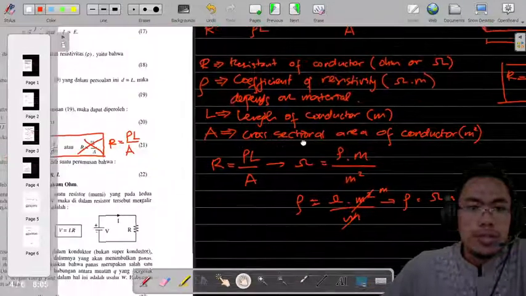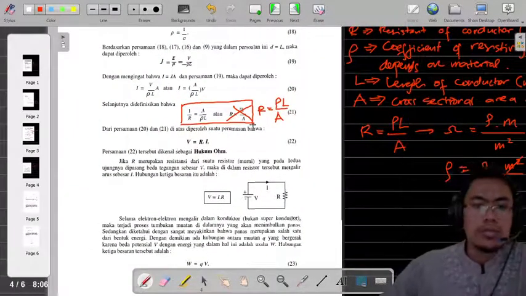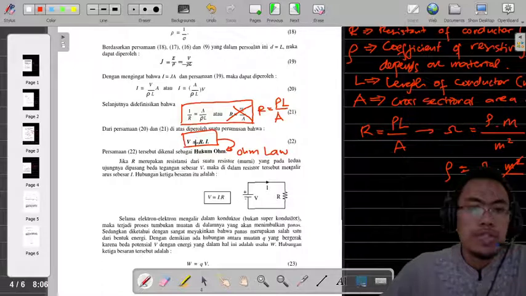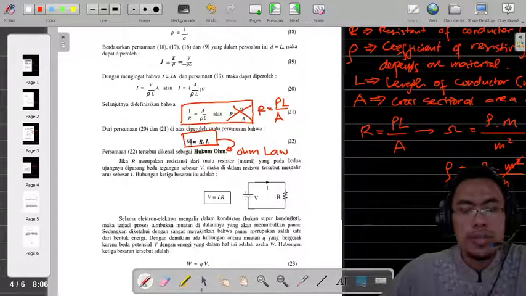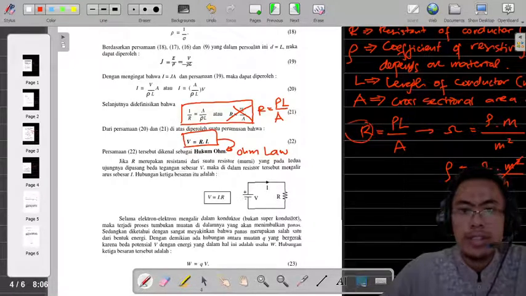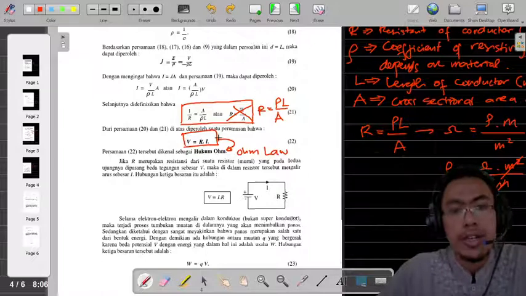Okay, now we go back to another important formula. The other one is this one, which is called Ohm's law. V equals to R times I. So V is electric potential. The R is resistance, and then I is electric current, in ampere. V equals to R I.